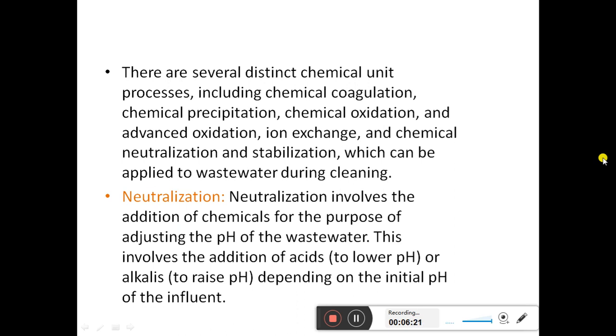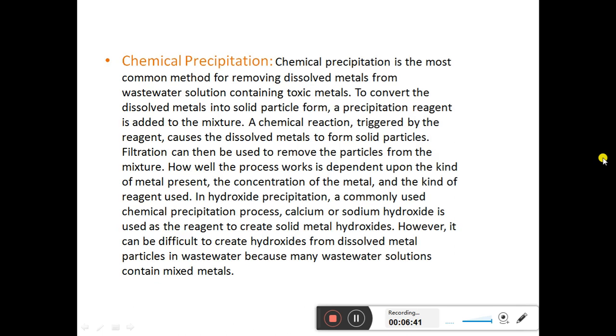First is neutralization. Neutralization involves the addition of chemicals for the purpose of adjusting the pH of the wastewater. This involves the addition of acids to lower the pH or alkalis to raise the pH, depending on the initial pH of the influent, that is the wastewater. Next is chemical precipitation.